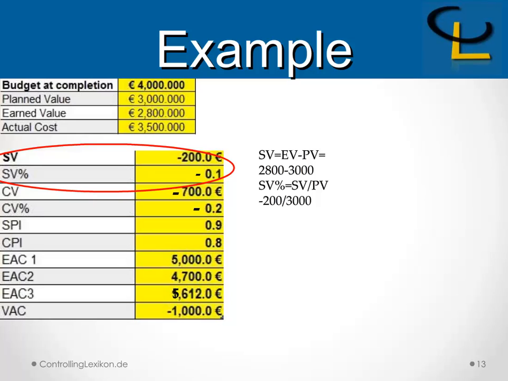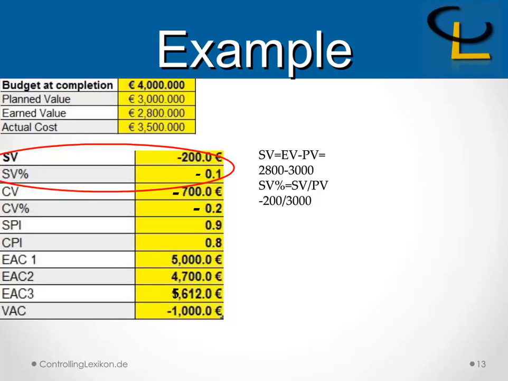And now we will start explaining this example below. We have these values: budget at completion, which is 4,000 euros, planned value, which is 3,000 euros, earned value, which is 2,800 euros, and the actual cost, 3,500 euros. We will use these values in order to calculate the following indices and values.